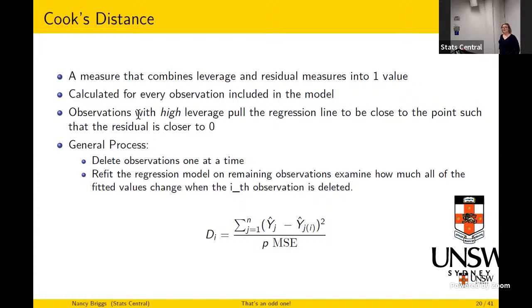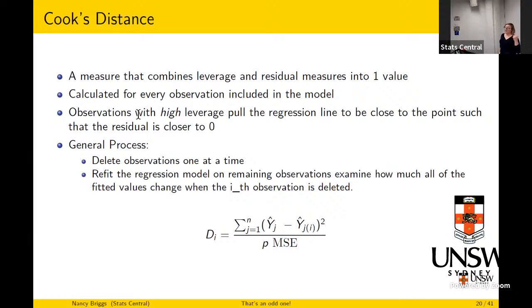What happens when you have a high value of leverage is that it will try to pull the regression line closer to itself to minimize that residual. But sometimes it's still a pretty large residual because other data points are trying to pull it back. So an influential data point, according to Cook's distance, has a high leverage and usually a large residual.